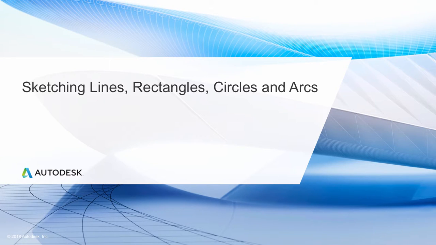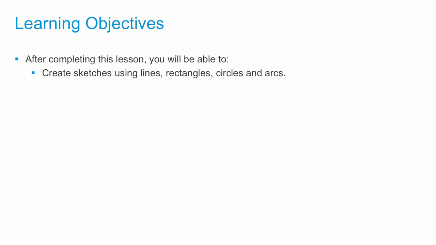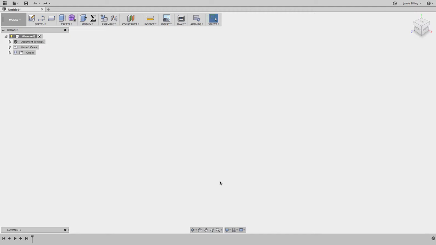In this tutorial, we'll be using Fusion 360 to sketch lines, rectangles, circles and arcs. And after completing this tutorial, you'll be able to create sketches using lines, rectangles, circles and arcs. We're going to begin by creating a simple line, 50 millimeters in length, at a 90-degree angle.